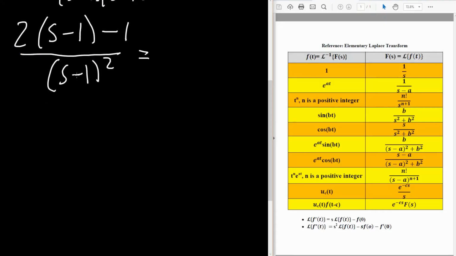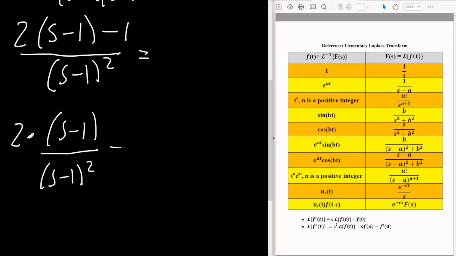The next thing we're going to do is rearrange what we have. We say 2 times (s minus 1) divided by (s minus 1) squared, minus 1 times 1 divided by (s minus 1) squared. By doing it this way, this term right here would cancel, and we would get 2 times 1 divided by (s minus 1), minus 1 times 1 divided by (s minus 1) squared.